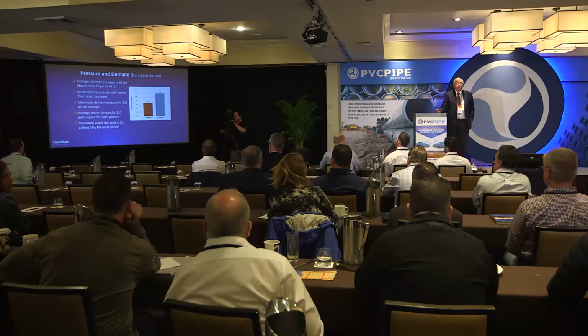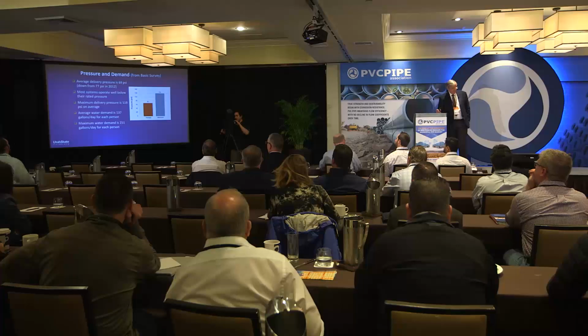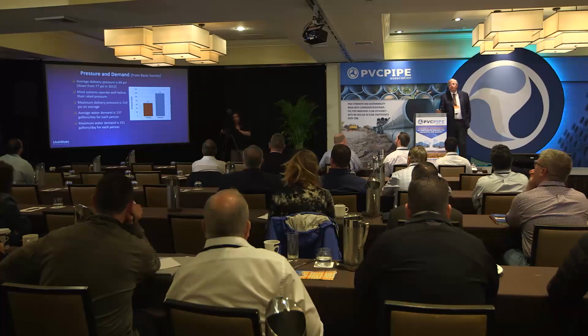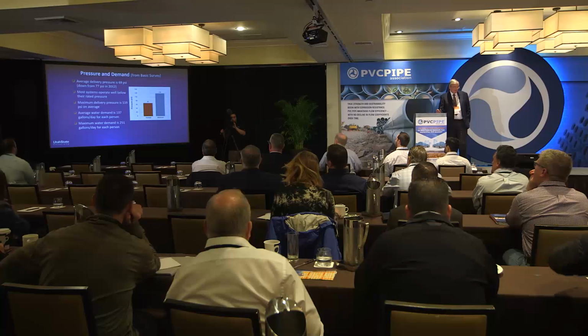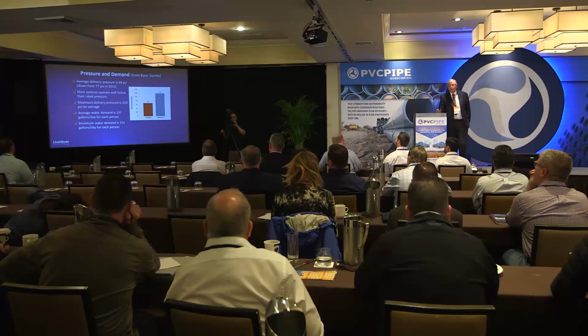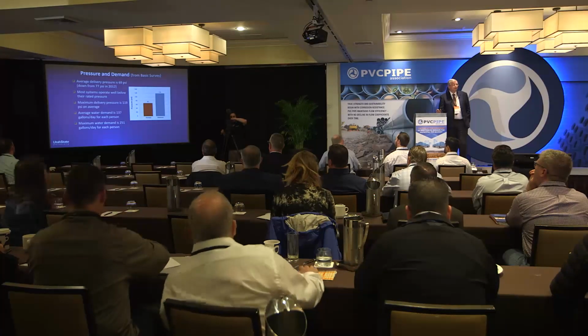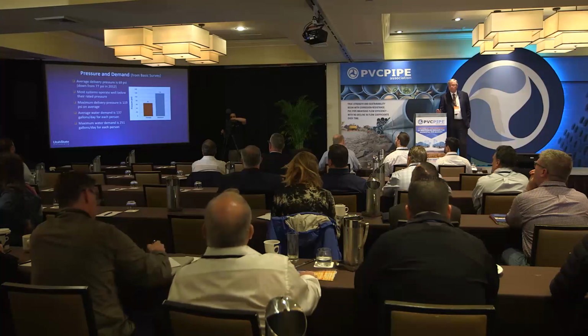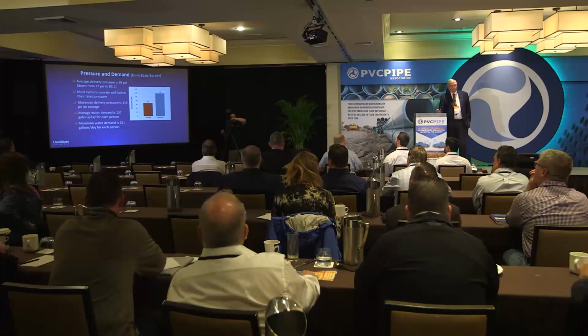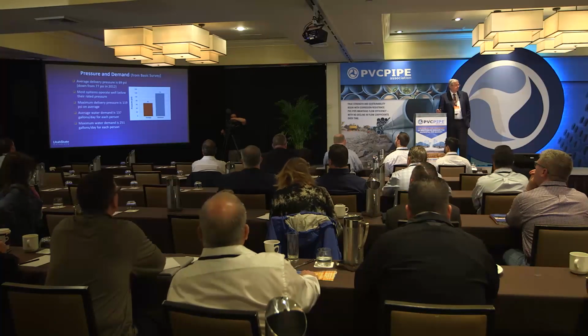Pressure and demand. We looked at average operating pressures in our 2012 survey, and we did it again, and it was interesting. Our average number turned out to be 69 psi. From 2012 it was 77. It appears that utilities have somewhat reduced pressure.